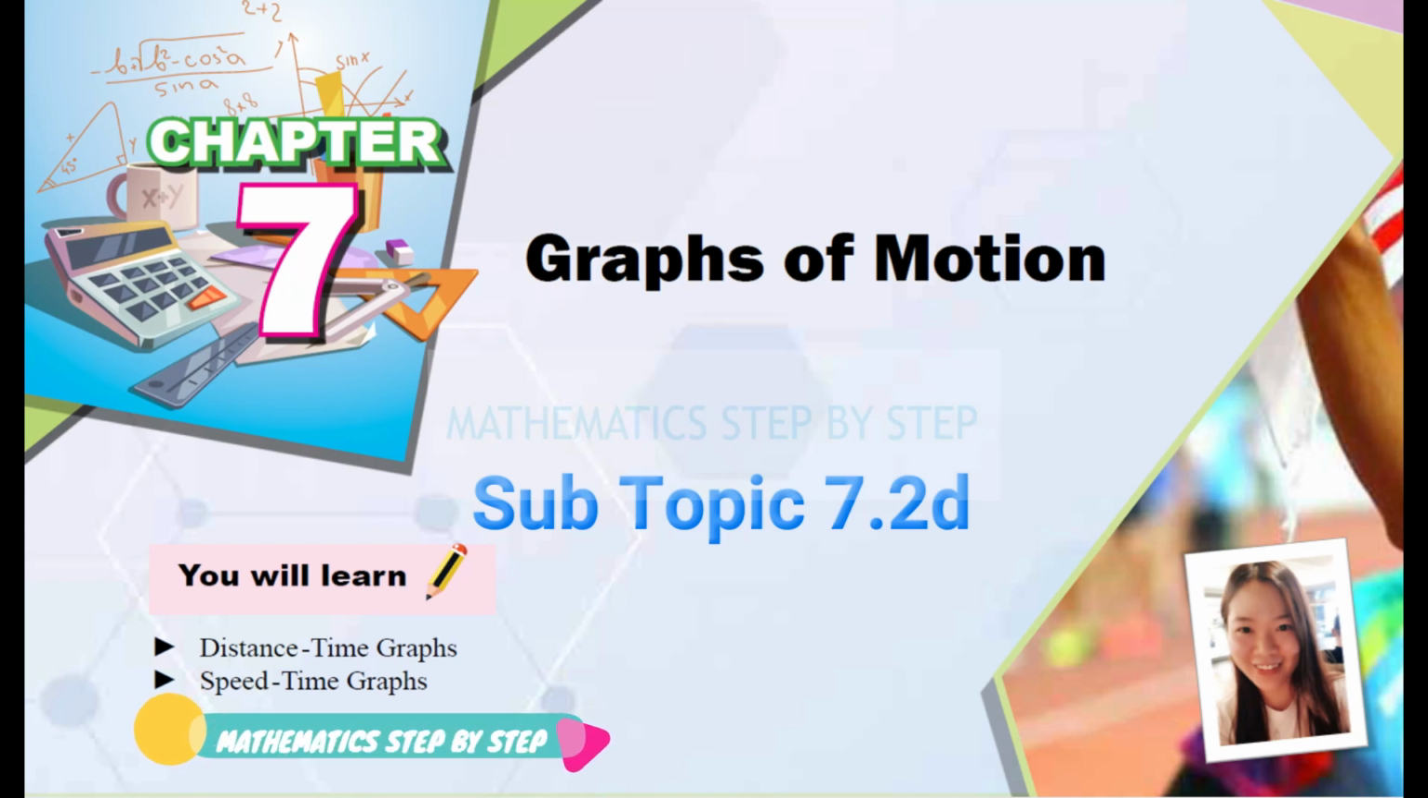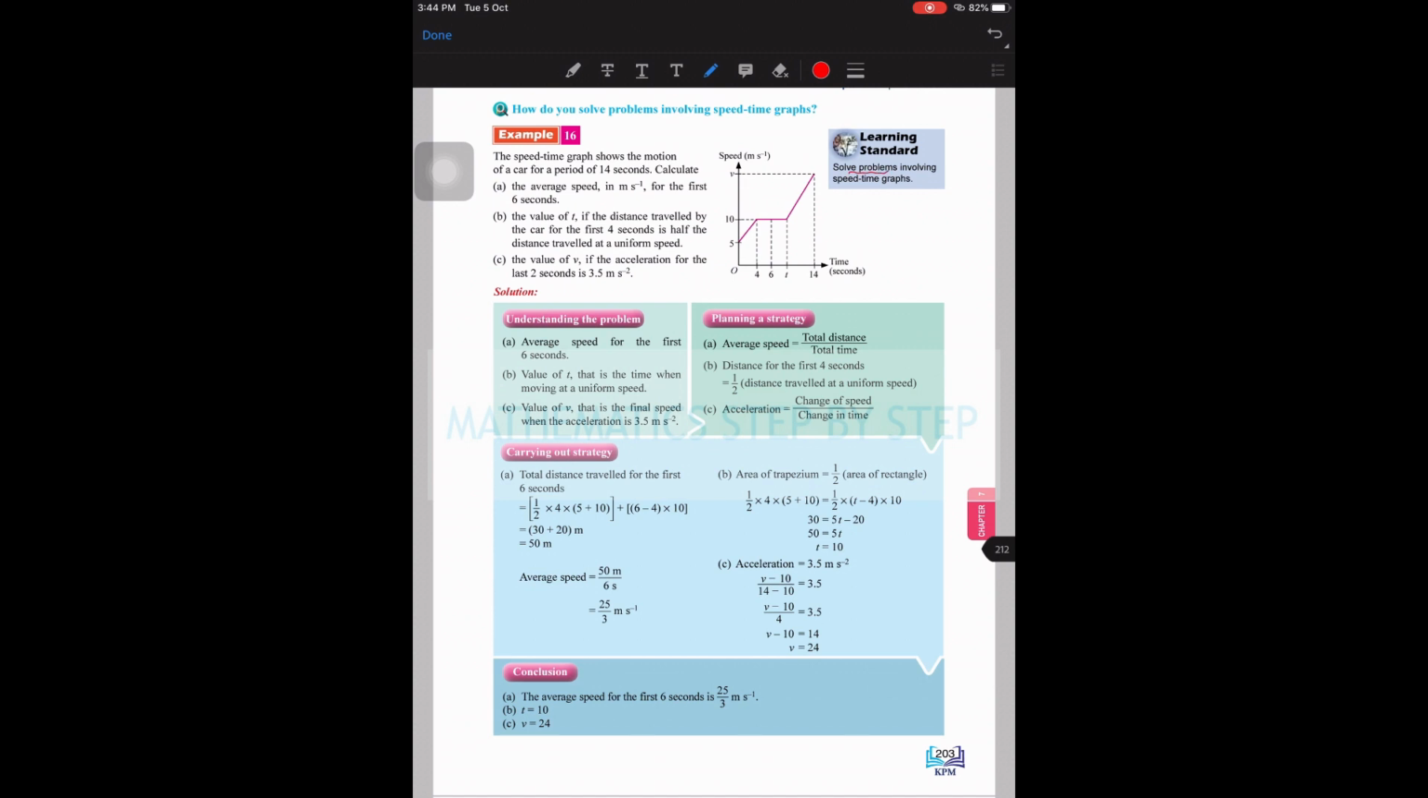I am Ying. So today we'll learn to solve problems involving speed-time graph, okay? Let's go through example 16. The speed-time graph shows the motion of a car for a period of 14 seconds. Calculate the average speed in meter per second for the first 6 seconds. So meaning that we are going to find the average speed for this part of the graph, okay?